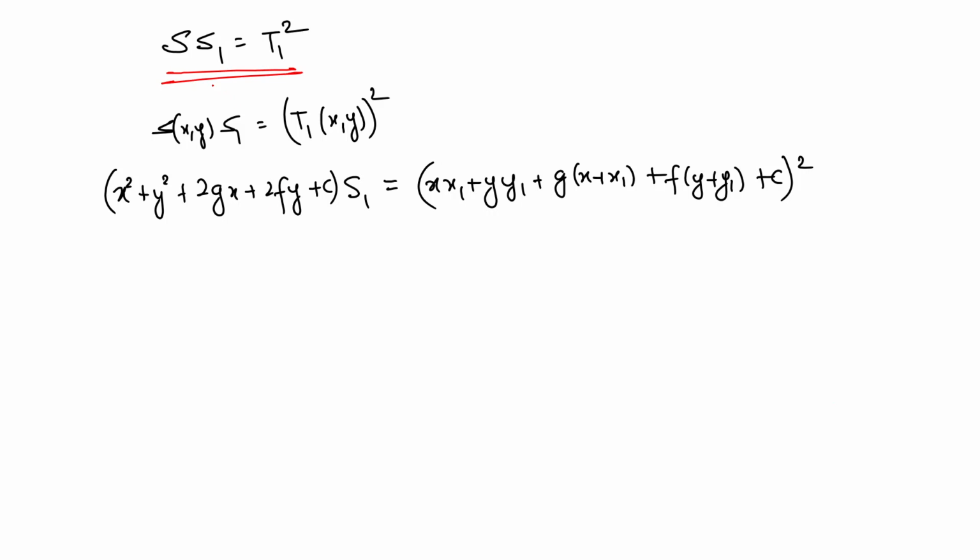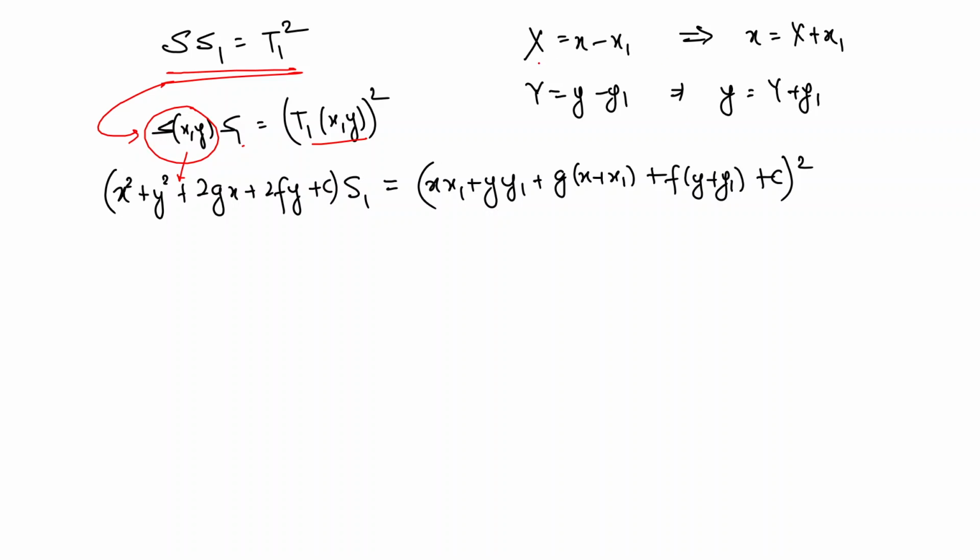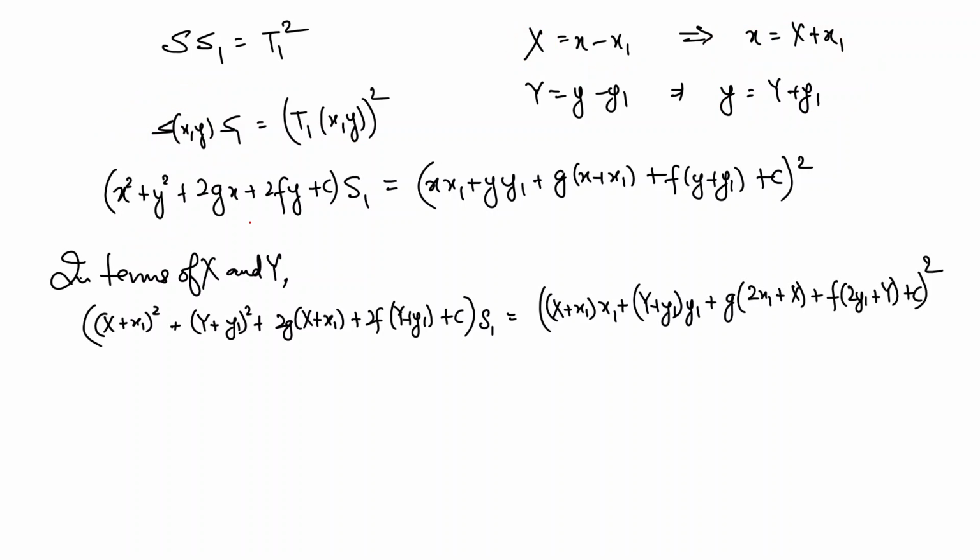So you have SS1 equal to T1 squared. It actually means S(x,y) and S1 is T1(x,y) squared. So this is your equation, right? You just put it here and transform it. Capital X is the coordinate in the new system. So from the old system you have x equal to X plus x1 and y equal to Y plus y1. This is the connection. So you can just substitute, respecting the equality, this x and y here to transform this equation in X and Y. It gets a little bit cumbersome, but just take a look at this.